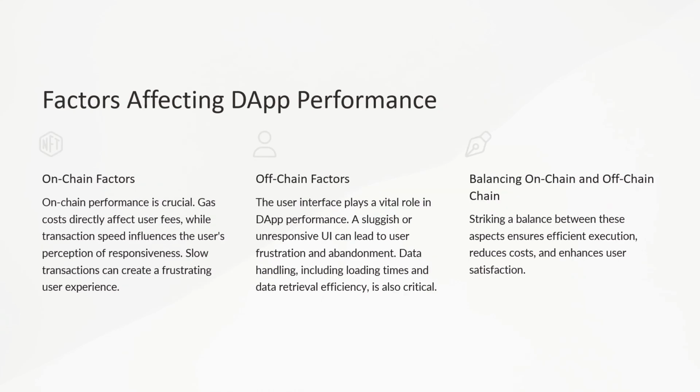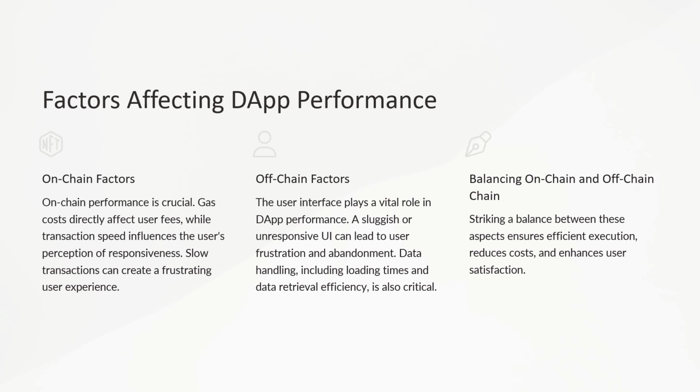Let us see factors affecting DApp performance. There are on-chain factors and off-chain factors. On-chain factors include gas costs, which directly affect user fees, while transaction speed influences the user's perception of responsiveness. Slow transactions can create a frustrating user experience.